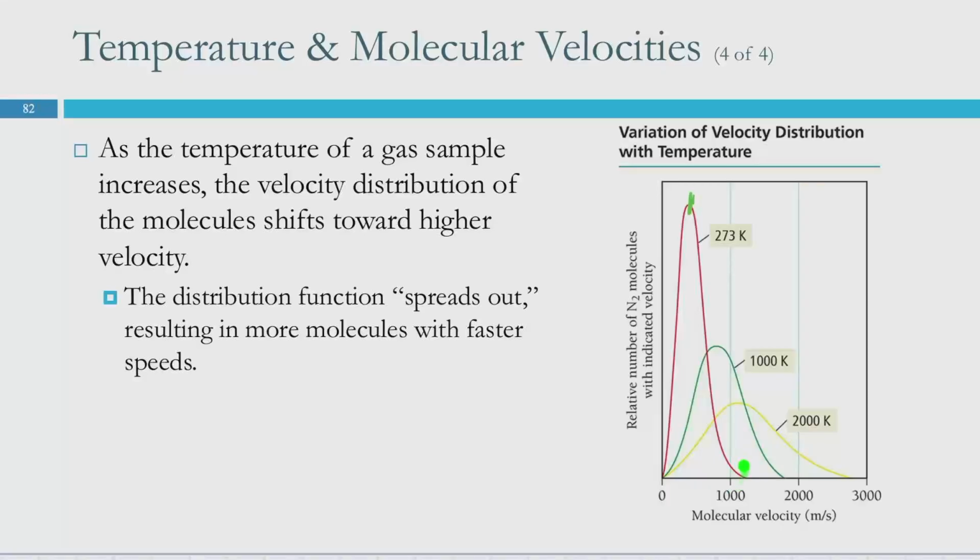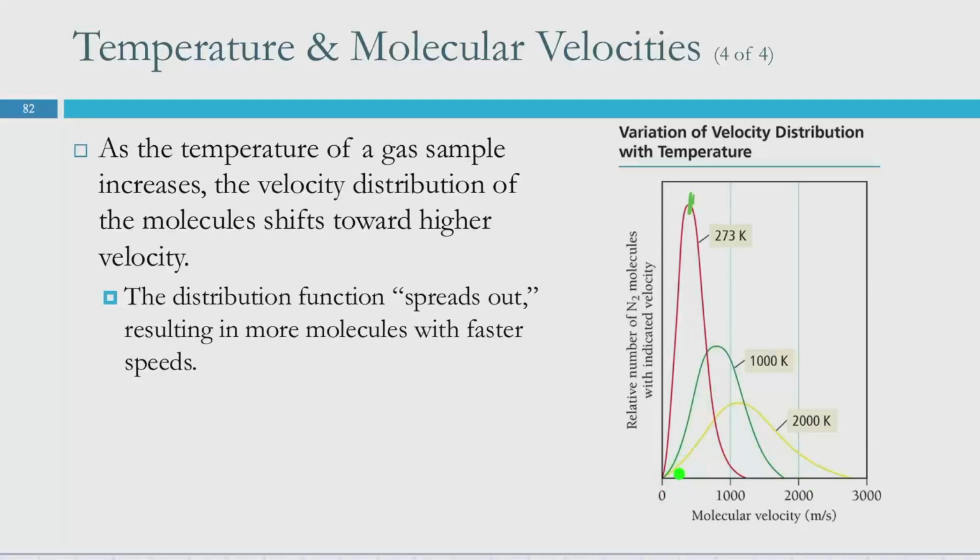We do still have some particles that are going over 1,000 meters per second, but for the most part, they're going much slower than that. If we increase the temperature to 1,000 Kelvin, which is really hot, or 2,000 Kelvin, we can see that our average velocity increases quite a bit. And it also spreads out. So our peak isn't quite as sharp. It's a little bit wider, a little bit more spread out. So we've got a wider range of velocities as we increase our temperature.